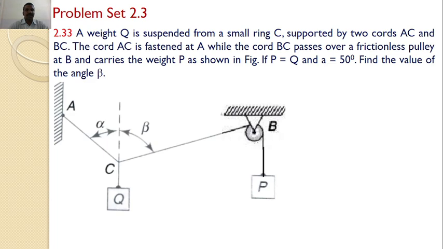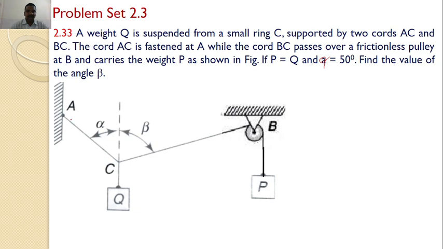In this tutorial, we will discuss problem set 2.3, problem number 2.33. A weight Q is suspended from a small ring C, supported by two cords AC and BC. The cord AC is fastened at A, while the cord BC passes over a frictionless pulley at B and carries the weight P as shown in the figure. If P is equal to Q and alpha is equal to 50 degrees, find the value of the angle beta.